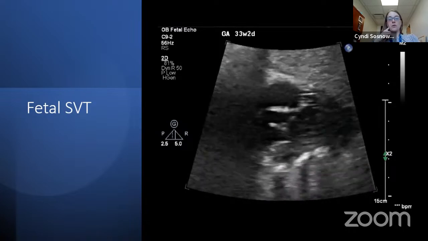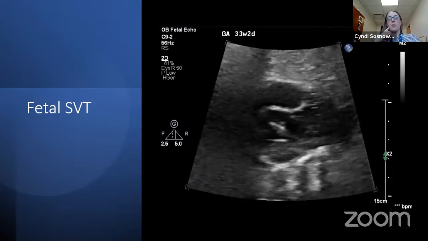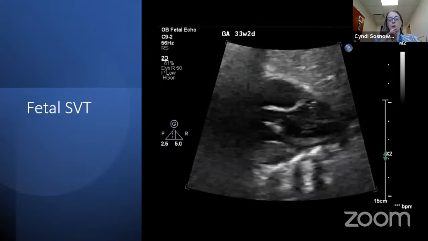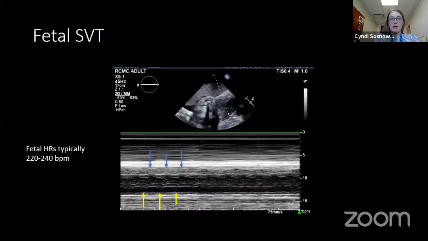Because of the concern for the LV function and what I thought could be a quick development of hydrops, I transferred her to our downtown campus. And this here was the Doppler, the M-mode. So note the one-to-one conduction again.